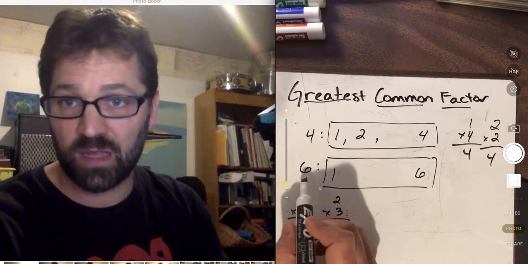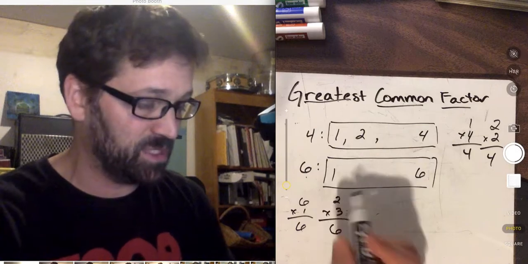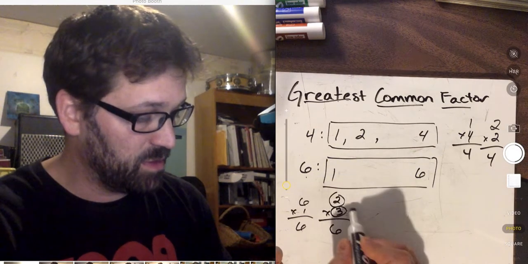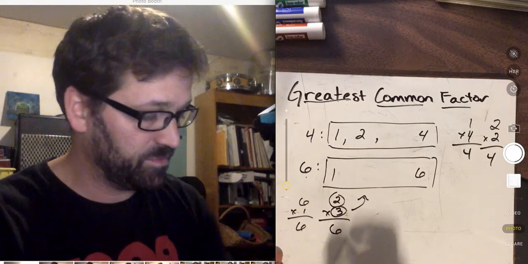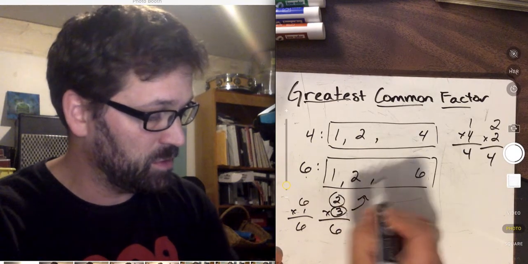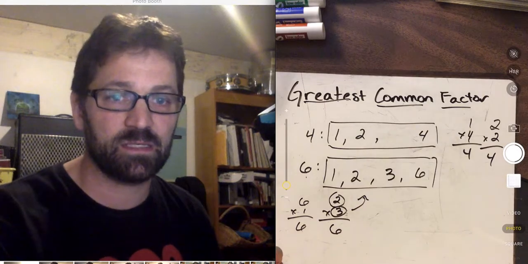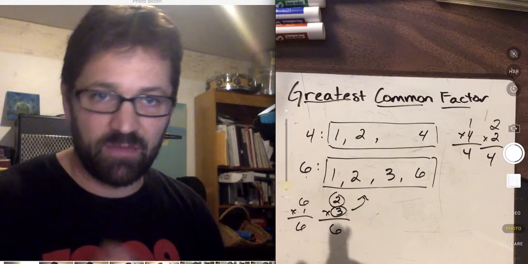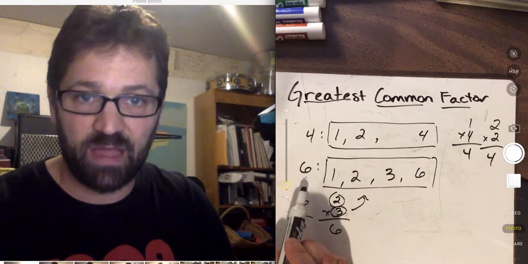6 is going to be the product. We want to find what numbers multiply together to equal that. So I need to put these two numbers now up here because those are my factors. So 1, 2, 3, and 6. Okay, so now we have the factors for 4 and we've got the factors for 6.